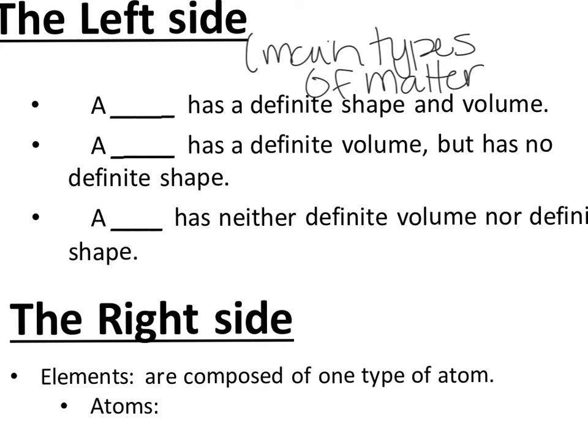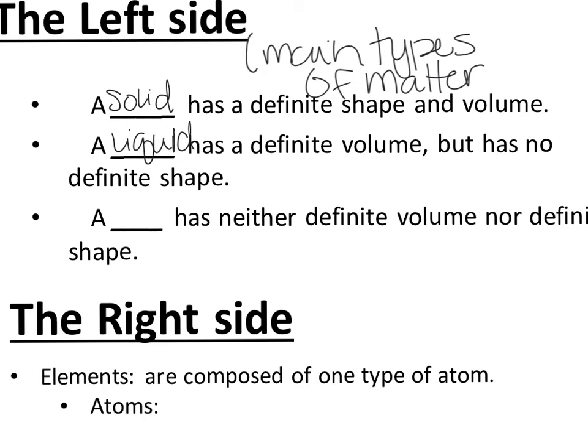So, solids. Solid matter is matter that has a definite shape and a definite volume. That means that regardless of what you put it in, the shape and the volume are going to be maintained. Now, liquids. Liquids also have a definite volume, but they do not have a definite shape. Why we say that is because liquids form into the shape of whatever we're pouring them into. They're moldable to the container.